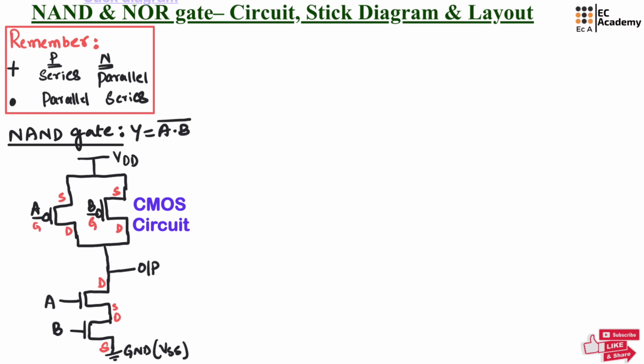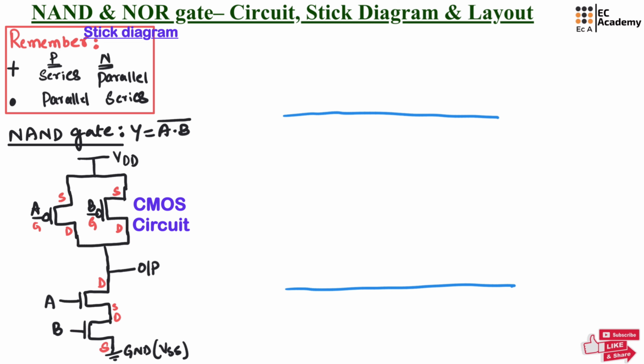Now, let us write the stick diagram. In stick diagram, VDD and VSS are represented by a straight line, which is blue color, which represents metal. To represent these two PMOS, let us take P diffusion region, which is represented by yellow line, and to represent NMOS, let us take N diffusion region, which is represented by green line.